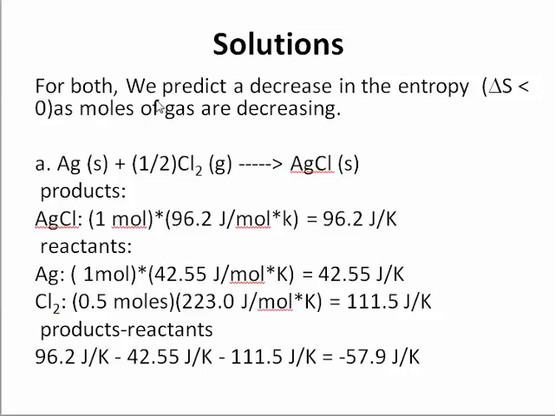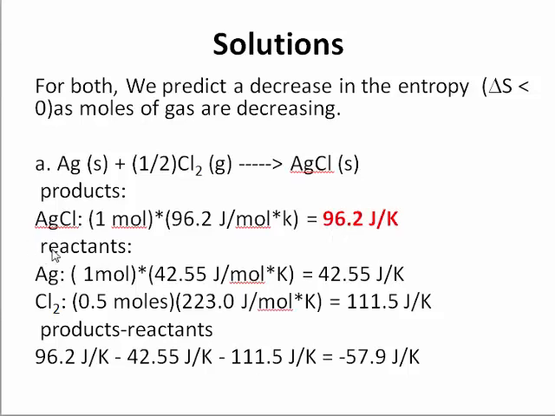All right. Here are the solutions. For both, we predict a decrease in entropy as moles of gas are decreasing. Now let's look at some math. Using this the same way you use enthalpy of formation means take products minus reactants. The product is silver chloride, which has a molar entropy of 96.2 joules per mole Kelvin. Note the units. There's 1 mole of it, so multiply it by 1 mole, and the total for products is 96.2 joules per Kelvin.